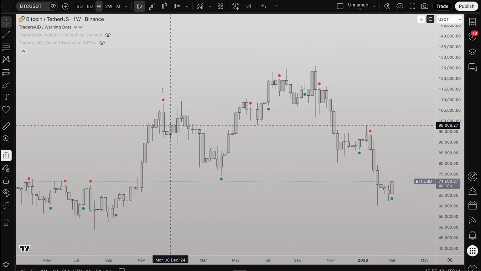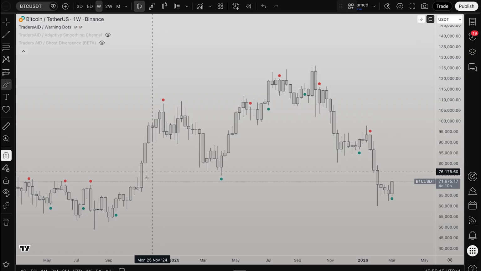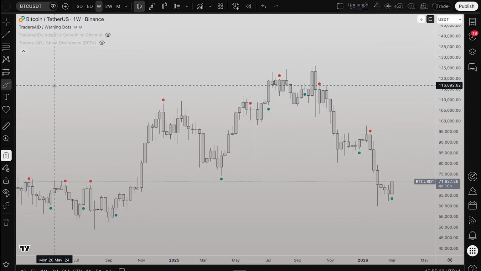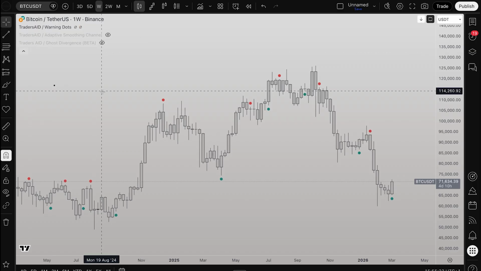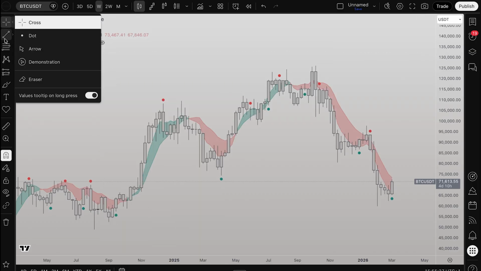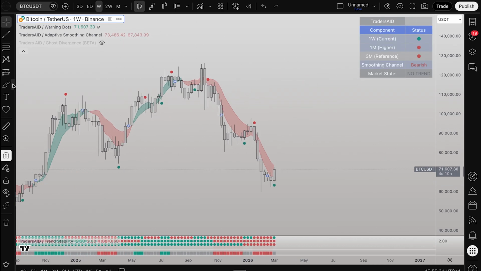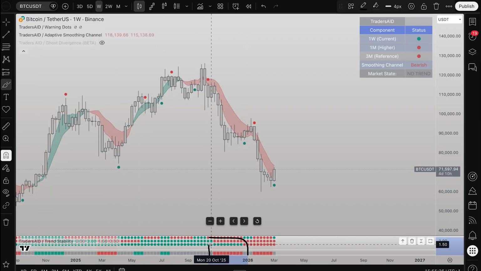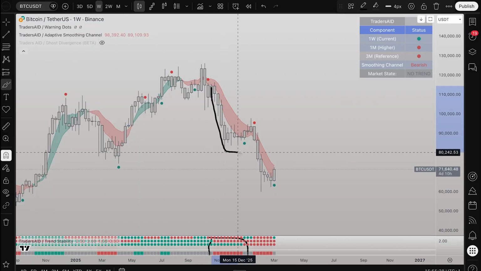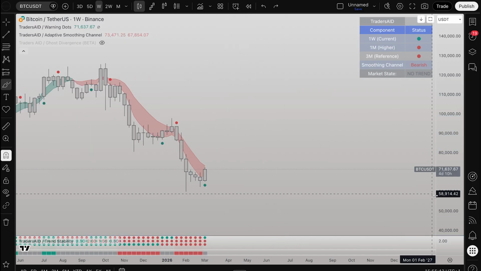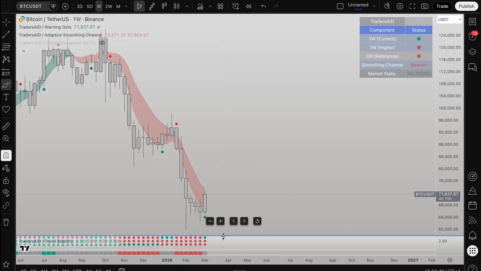Inside Trader's Aid, there are two different ways to approach the market. For traders who like to look for very early turning points, the red and green warning dots are often more suitable. They try to highlight moments where the market might start changing direction. The trend stability works a little different. It's more useful for traders or investors who prefer to see a trend that is already established. Trend stability helps show when multiple timeframes start pointing in the same direction. When that happens, the market often becomes more stable and easier to read.